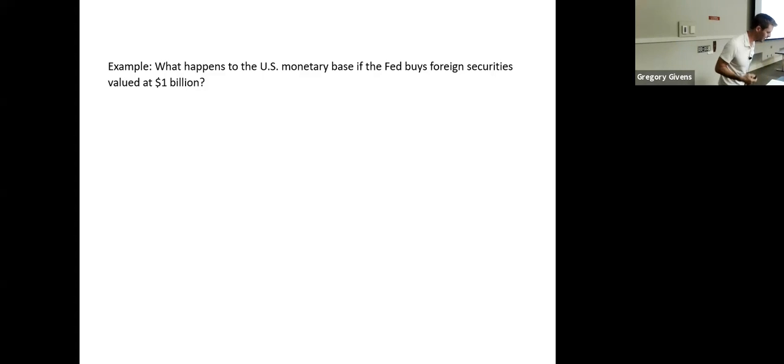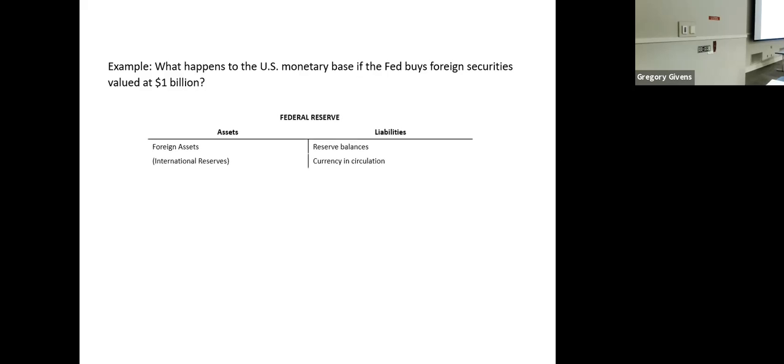All right, so let's do a couple of quick examples here. Let's suppose that the Federal Reserve goes out into the open market, intervenes in the foreign exchange market by purchasing $1 billion worth of foreign securities. So Santiago, they're sovereign bonds from some country. Now, to be clear, I mean $1 billion worth. These bonds will be denominated in the foreign currency, right? So the number that is placed on the Fed's balance sheet is going to be the US dollar value of those assets using prevailing exchange rates, okay?